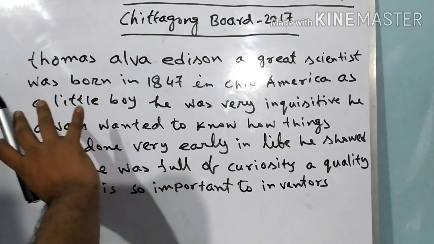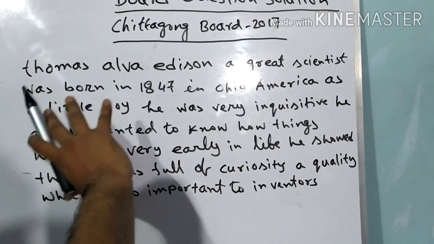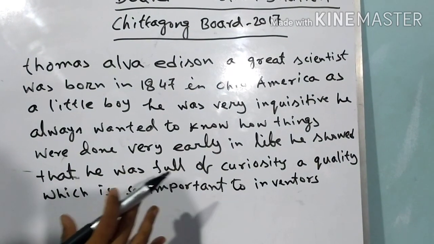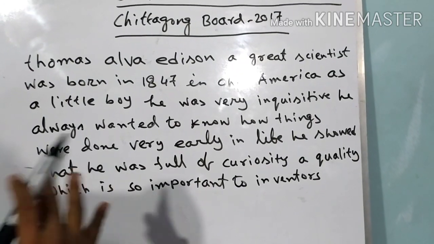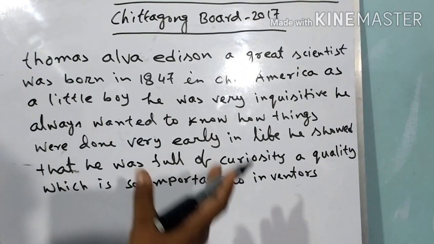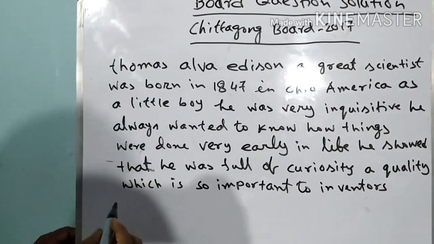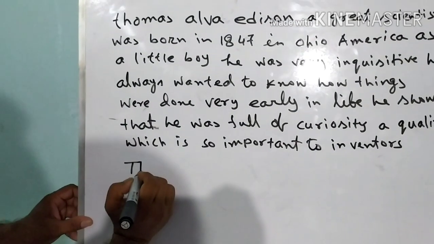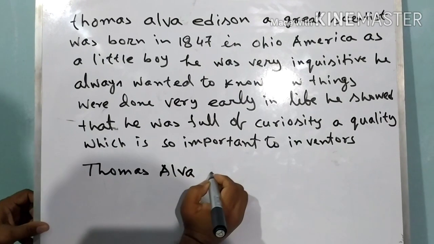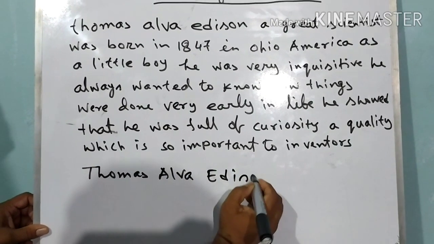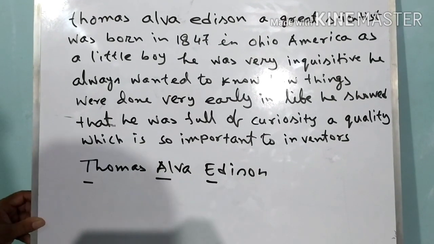So students, if we read through the sentences, we see there is no reporting verb here, so we can assume that it's a continuous passage. So we have to use different punctuation after the sentences or in the middle of the sentences. Firstly, Thomas Alva Edison, it's a name. So for that reason, T will be capital, A will be capital, E will be capital, Thomas Alva Edison, and we have to give underline here, here, and here.